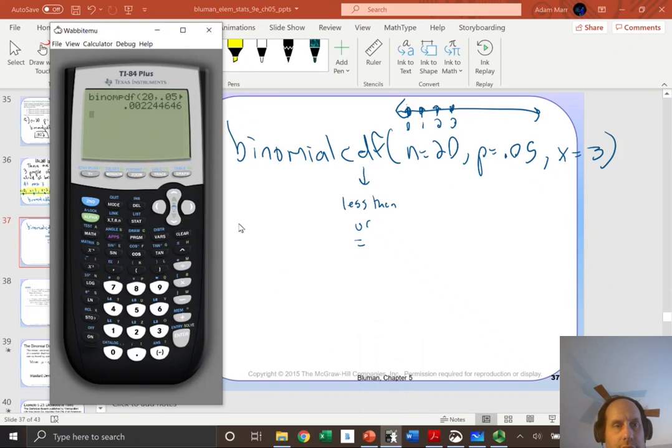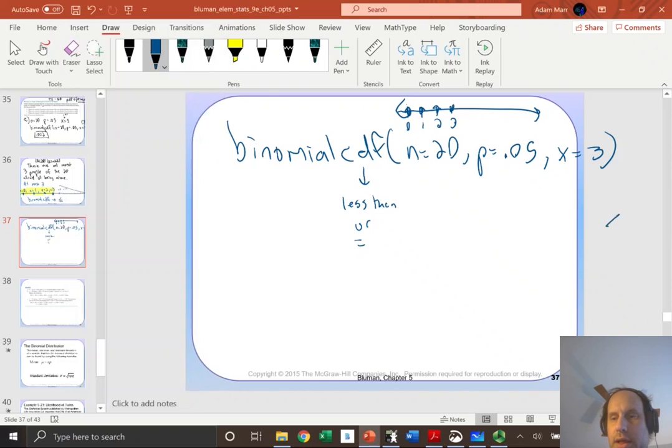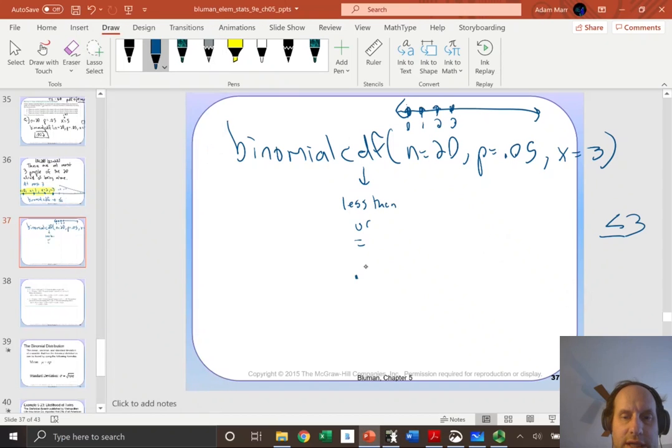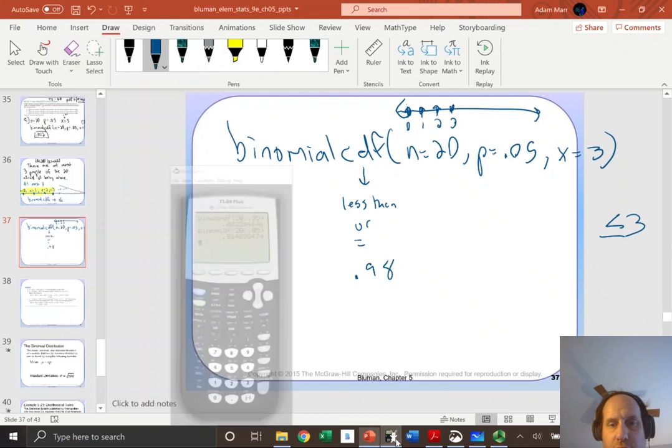All right, so we'll go ahead and say second distribution. Go here. We go to B. There we go. Trials is 20. P is 0.05 still. But here the x value is going to be 3 because it was less than or equal to 3. Awesome. And so we're going to press enter. And this is going to give me a very large value, 0.98, I missed the last digit there. 0.984.